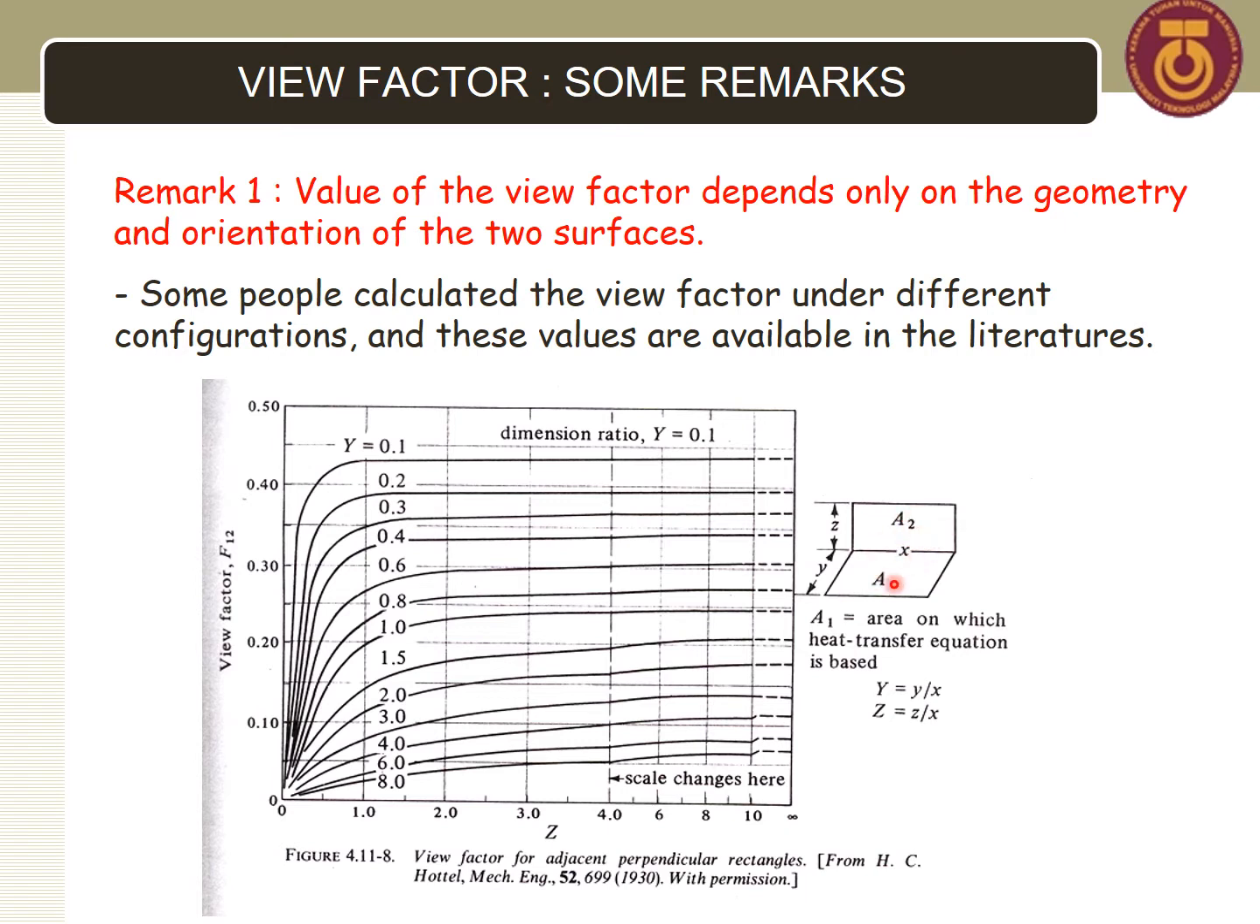Just that if A1 and A2 are the same, then it doesn't matter whether you want A1 to be here or A1 to be here. But if A1 and A2 are different, then you need to take note A1 is here. A1 is the area on which the heat transfer equation is based. Okay, you will understand more when we go through the following slides. So just bear this in mind.